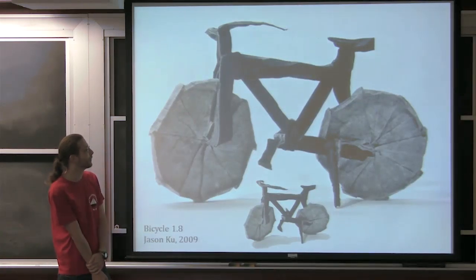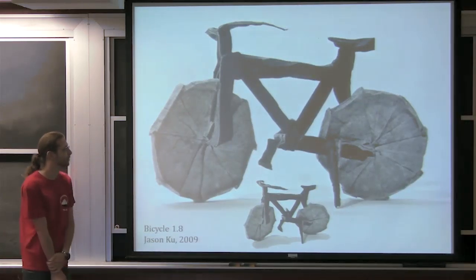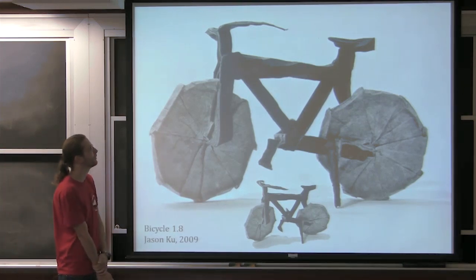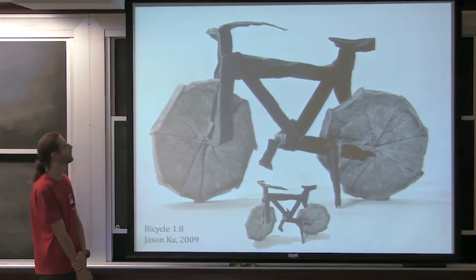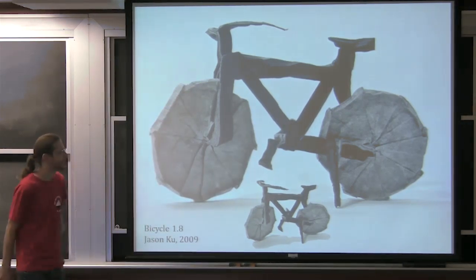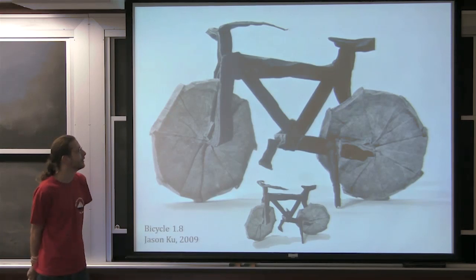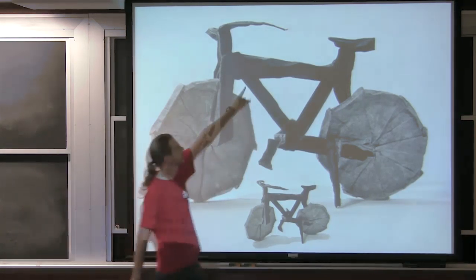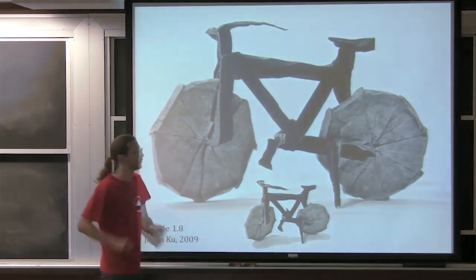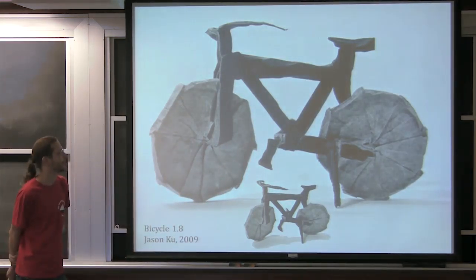This is one of my favorite designs of Jason's: a bicycle, one square of paper, color reversal, really thin features, probably lots of layers up there, but pretty awesome. And this is using the tree method. Obviously the paper is not connected with a hole there, so there's some part here that's attached just by folding to another part.